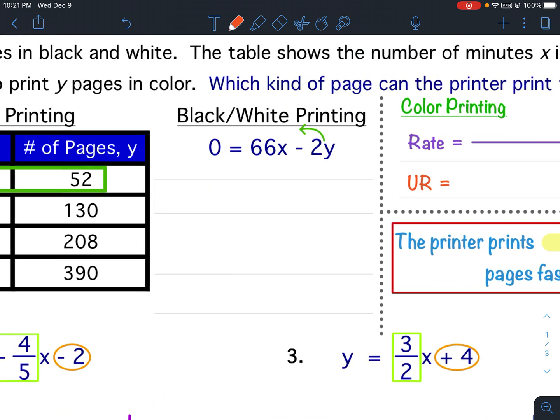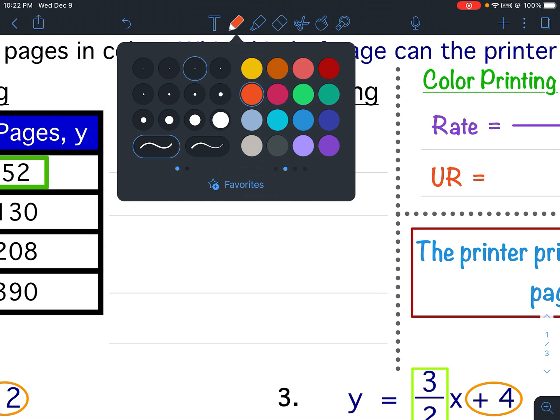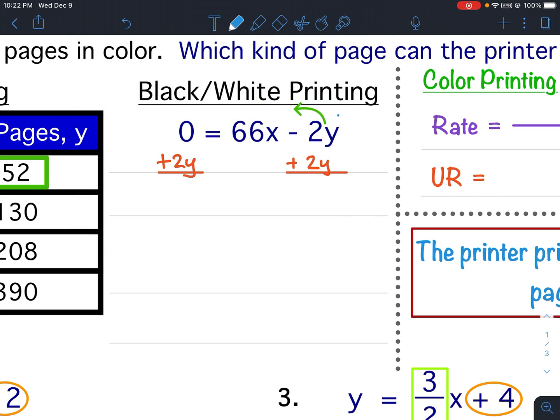Let's start with the equation for black and white. Remember, when you're given an equation, you solve for y. Now, normally we would box the y term, but I like to have my y on the left side. So I'm going to take the y to the left side and leave the x on the right. So to take negative 2y to the left, I'm going to add it. So that allows me to cancel this. And then 0 plus 2y would be 2y.